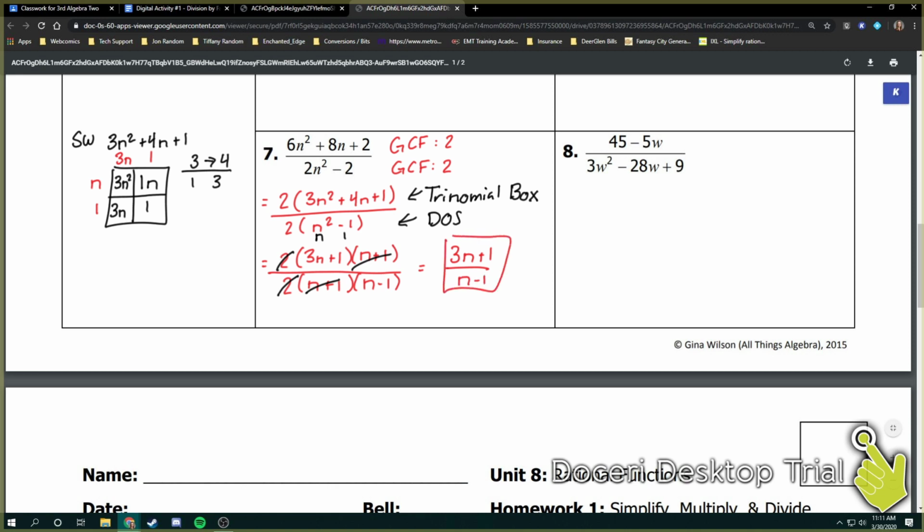Alright, last problem for these notes. 45 minus 5w divided by 3w squared minus 28w plus 9. Okay, so the numerator does have a greatest common factor of 5. The denominator does not have a greatest common factor because 3 doesn't go into 28. So we're going to jump right into a box method on that one.